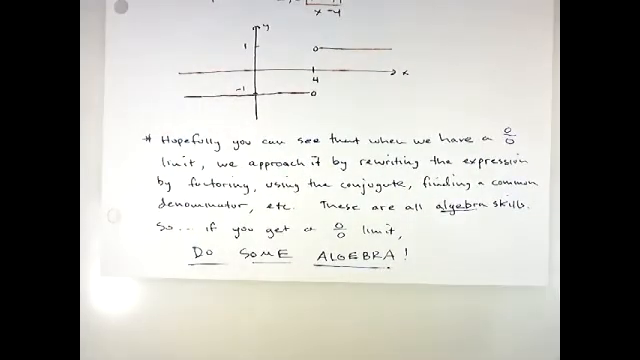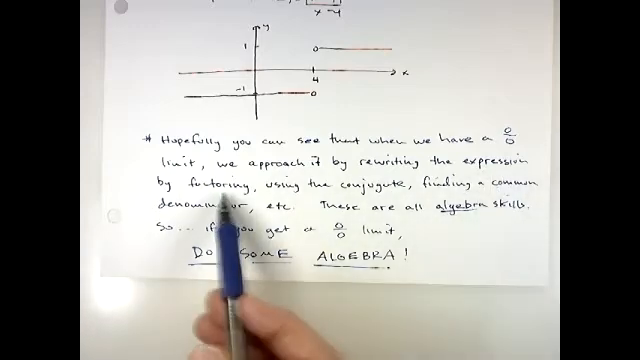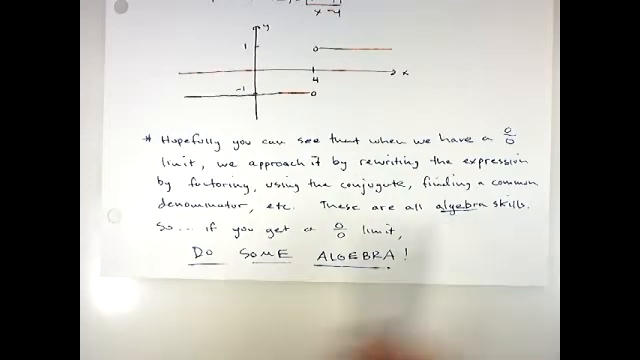Okay. And just a reminder from what we did on the last video, normally if you get a 0 over 0 limit, we've seen that you can handle it by factoring, by using the conjugate, finding a common denominator, etc. These are algebra skills. So if you get a 0 over 0 limit, your first line of attack is to do some algebra. Now there are some special cases, like we said with this absolute value one. That being said, there are some times when algebra is not going to help.